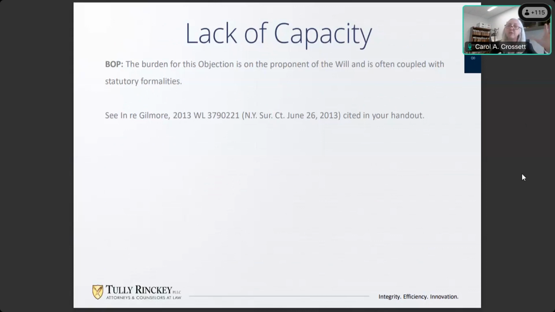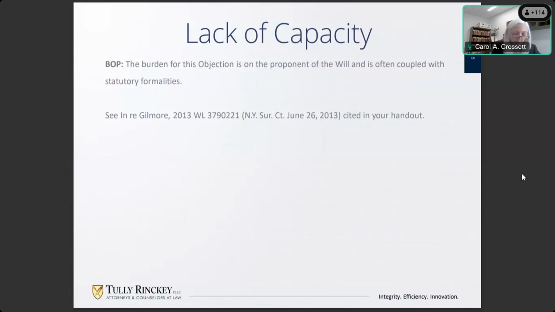And that's set forth in that statute that we cited before under the EPTL, and following that is helpful on both ends, whether you're representing somebody who's a proponent, an objectant, or you're estate planning with a client and you're conducting a will execution ceremony.